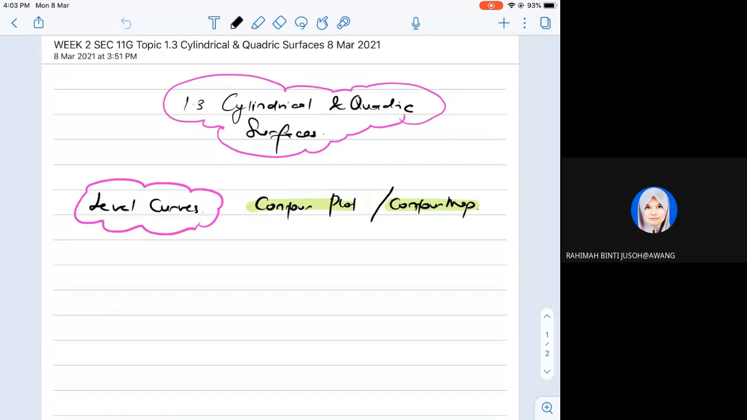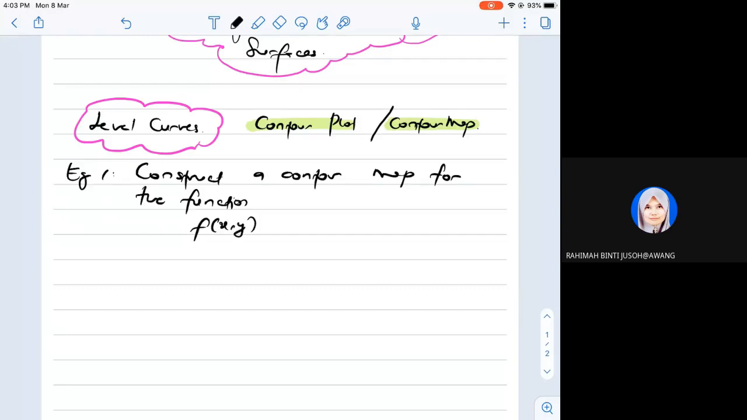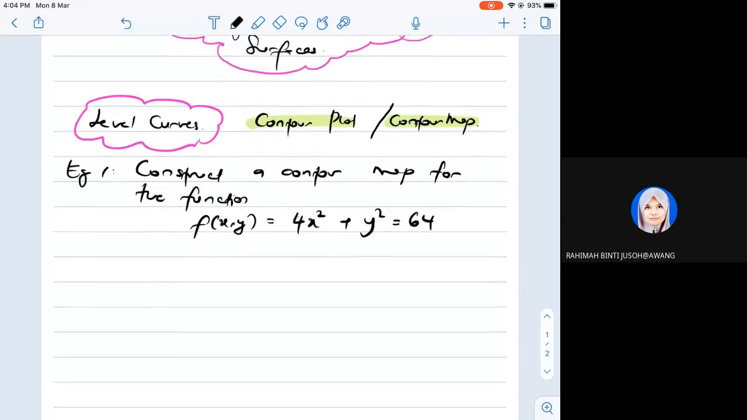So, I will explain through example. Okay, so example number 1. Construct a contour map for the function. Let's say we have f(x,y) equals to 4x squared plus y squared equals to, let's say 64. Okay. 64 pula. Padam. Sampai sini je. Okay.